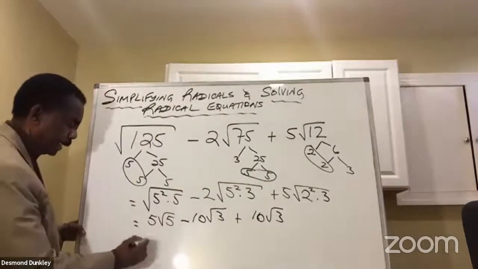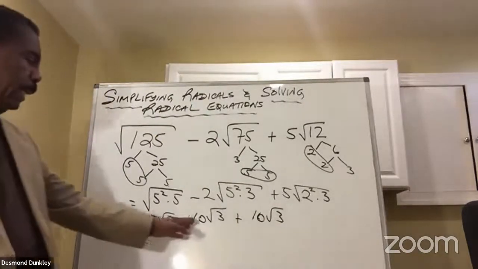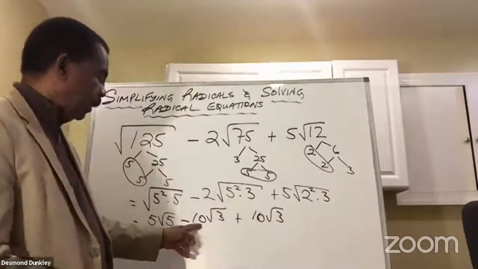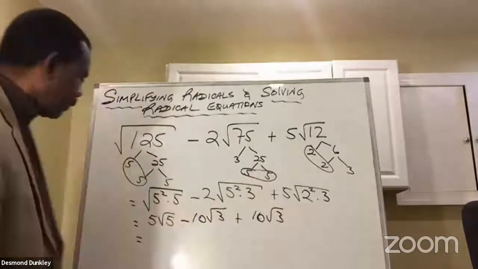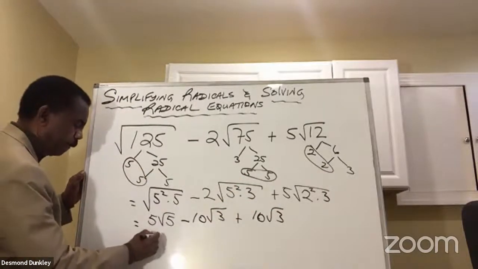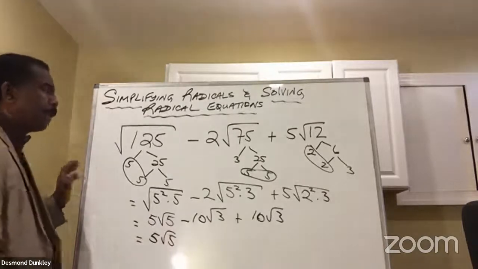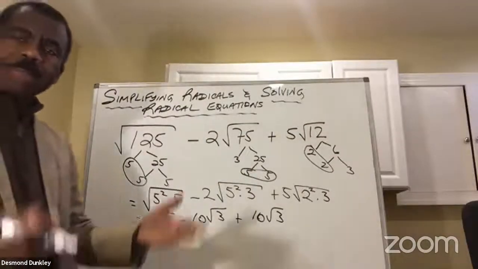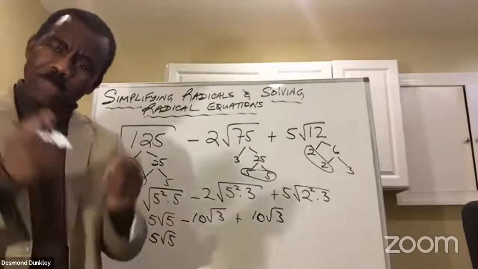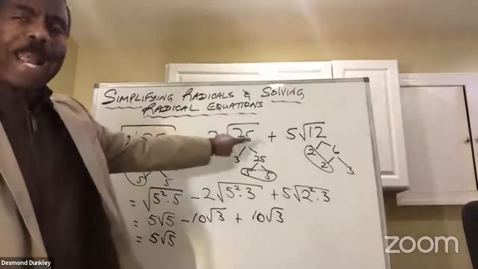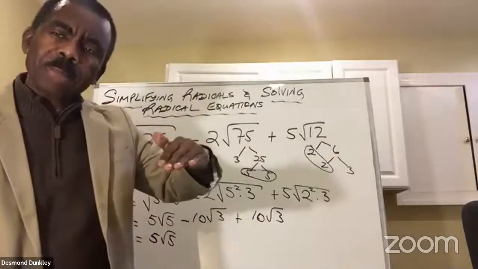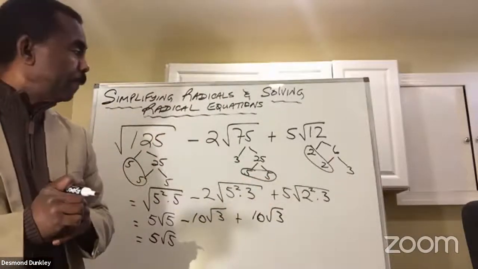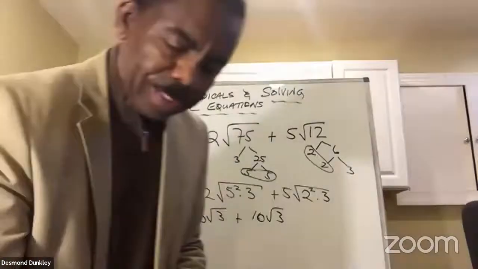And then we go to the last step. What do we notice? Negative 10 root 3, positive 10 root 3. Wow! These two cancel each other. So your final answer is 5 root 5. So we started with this, and our final answer is this. There it is. What was the process? We reduce each radical to the lowest form, and then we see what could be combined, and that's how we got our final answer. All right? So let's move along nicely.